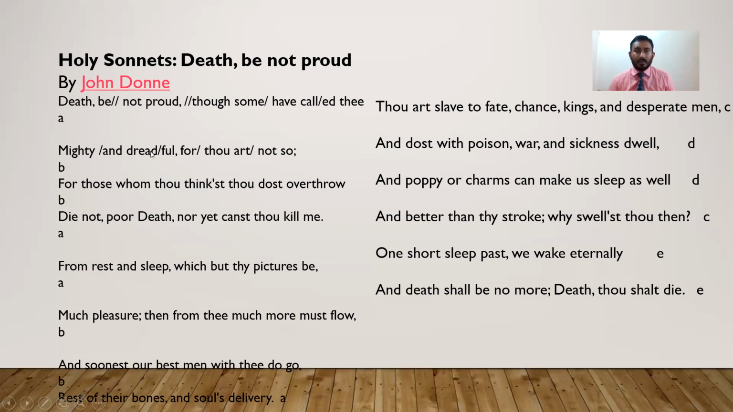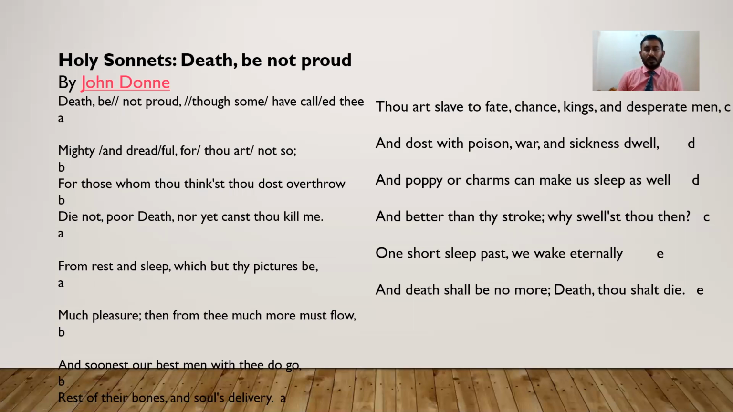Dread, two syllables. Full, for, two syllables. Thou art, two syllables. Not so, two syllables. So here two syllables make a single meter: 1, 2, 3, 4, 5. So we find it is penta. And as an unstressed syllable is followed by a stressed syllable, it is called iambic. Now we can see that it is written in iambic pentameter, and obviously it is a sonnet.